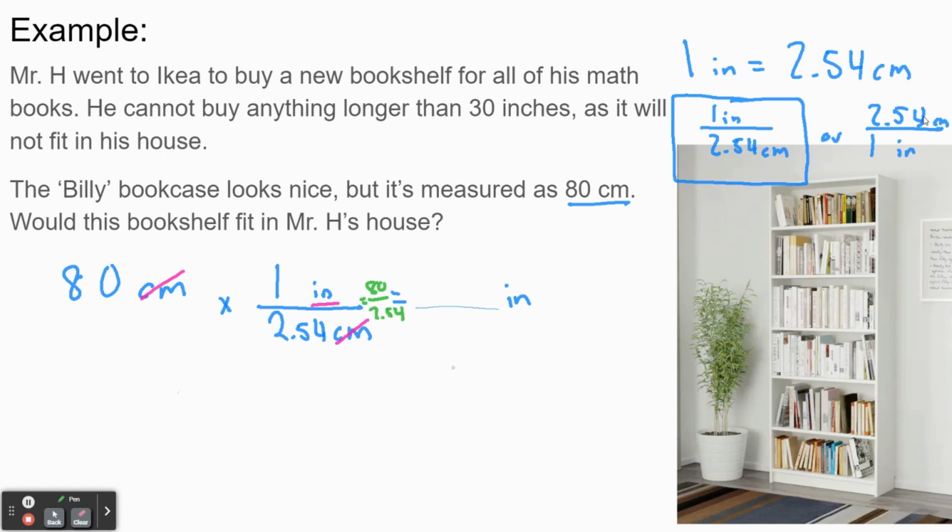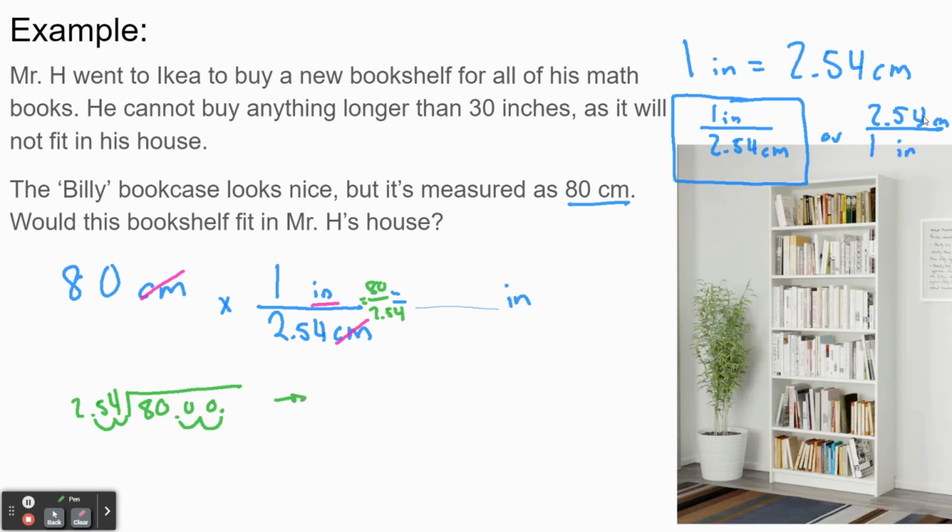But that means that we're going to divide. We want to make this into a single number instead of a fraction. So what we could do is set something up that would be 80 divided by 2.54. But since we don't have a whole number as our divisor, we're going to need to move our decimal point over. To make it a whole number, we're going to need to move it over twice.